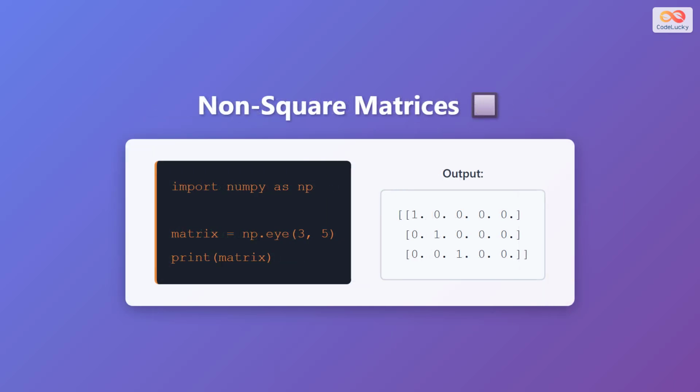The eye function isn't limited to square matrices. You can create rectangular matrices by specifying both the number of rows and columns. For example, calling np.eye with 3 rows and 5 columns creates a 3 by 5 matrix. The ones still appear on the main diagonal, but since there are more columns than rows, the matrix extends horizontally with additional 0 columns. This flexibility is useful when you need identity-like matrices for specific transformations or operations.